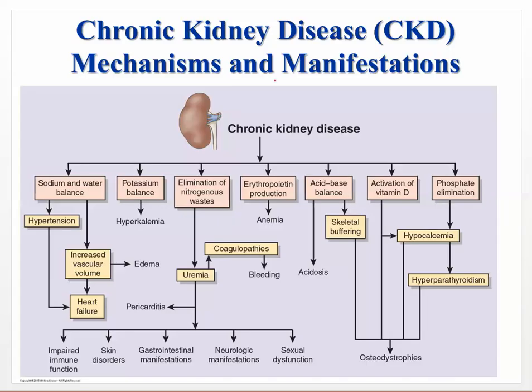Okay, mechanisms, manifestations. I want to go through a few of these. Some of these just make sense. If you have chronic kidney disease, if your kidneys are failing, then you're not going to be able to handle sodium and water balance as well, which can affect hypertension. Heart failure can result. Potassium balance, same thing. You're not going to be able to eliminate nitrogenous waste. They're going to build up in the blood and cause a number of different effects. Skin disorders, sexual dysfunction. I'm not sure how exactly. I'm sure there's a way if I thought about it. GI manifestations. So problems can happen from that.